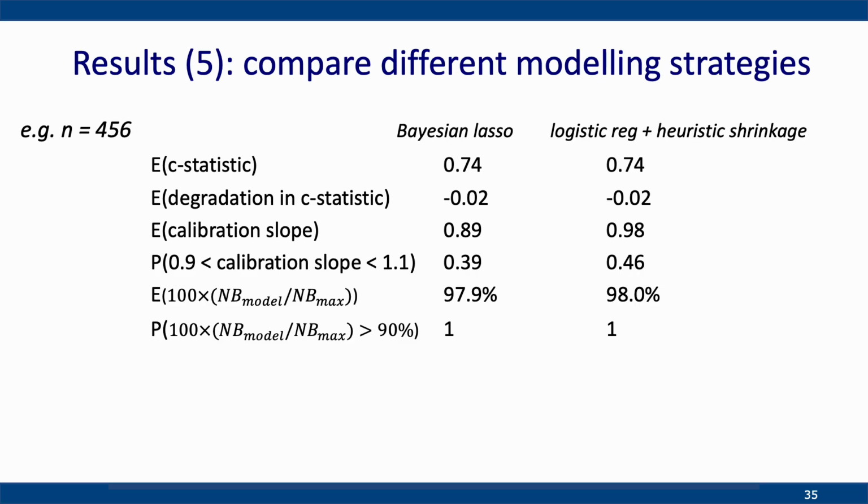What about other methods? We could use a Bayesian lasso. Let's say we could use a logistic regression with a heuristic shrinkage, a uniform shrinkage. We can then look at their anticipated performance, the expected values, and the probability of getting the calibration slope between 0.9 and 1.1. Again, large probabilities that you're going to get 90% or more of the net benefit. So I'm just emphasising you can look at anything.